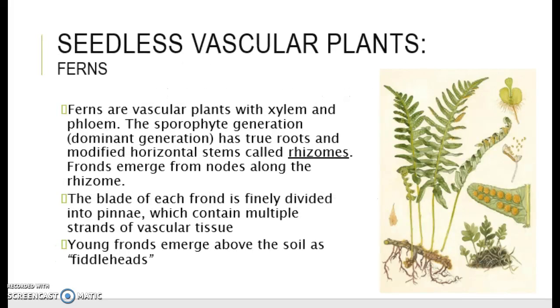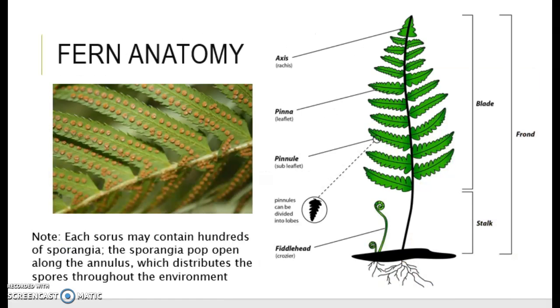Here's another example of our seedless vascular plants, our ferns, which are vascular plants with xylem and phloem. The sporophyte generation has true roots, modified horizontal stems called rhizomes, and fronds emerge from the nodes along the rhizome. This is a common plant that you're probably quite familiar with. Here's an example of a fern's anatomy. We just look at the general things. You have your stalk, your blade, and those two pieces together make up the frond.